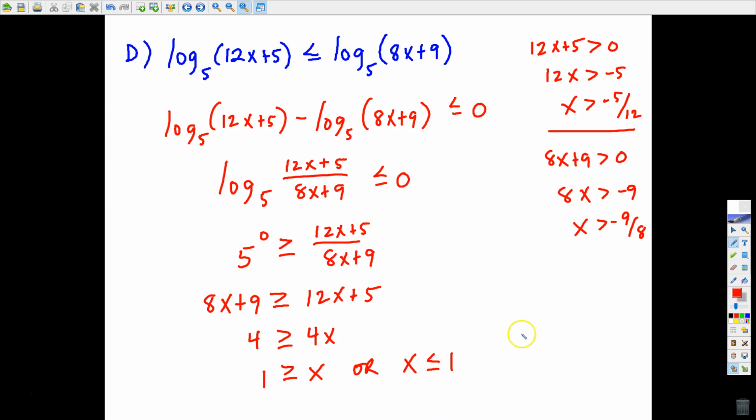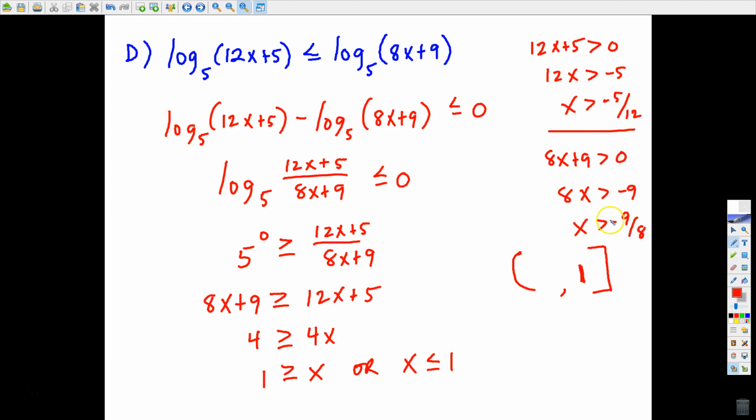All right, so on the one hand, using our interval notation, and I know that both of these are greater than, so on the one hand, I've got 1. I know that the upper side of this limit is the number 1. All the numbers less than 1. The big question is, what's the lower side? Is it going to be negative 5/12 going here, or is it going to be negative 9/8 going here? Well, I hope you can see that it's going to be negative 5/12.